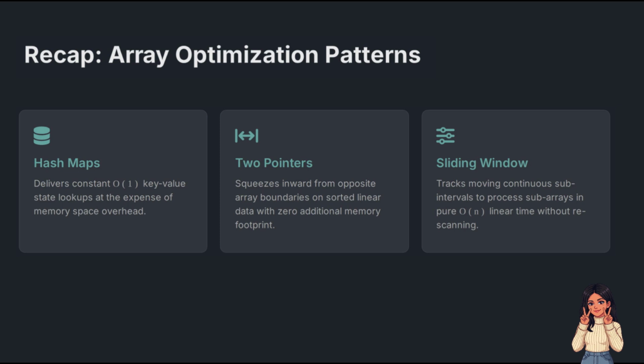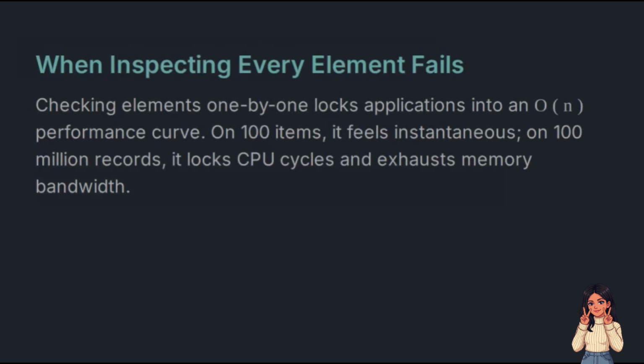But what happens when you don't actually need to inspect every single element to find what you're looking for? Say you're looking up a specific user ID, querying a configuration key, or retrieving a metric entry from a massive timestamped database. If you use a standard loop to scan from index 0 all the way to the end, you are locked into an O(n) time complexity.